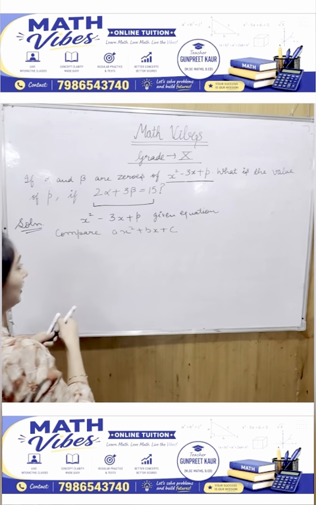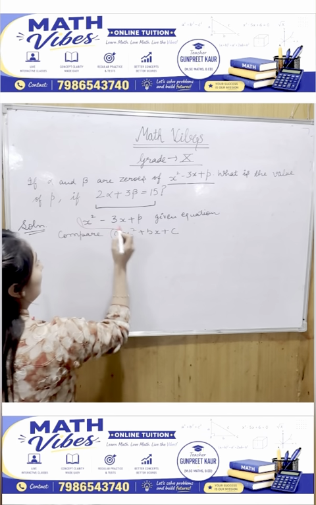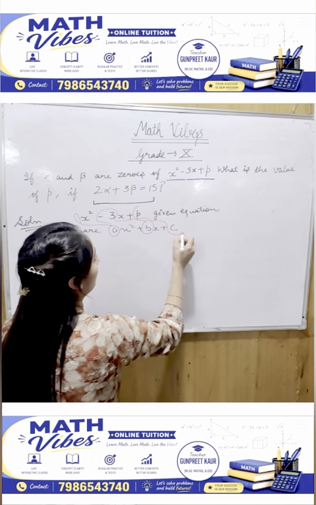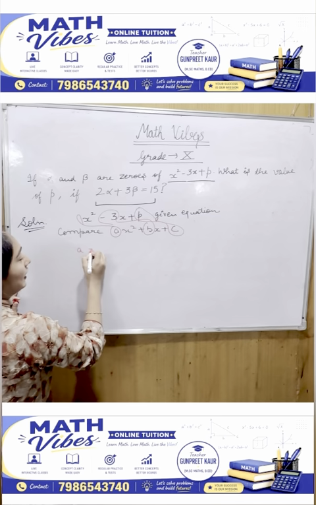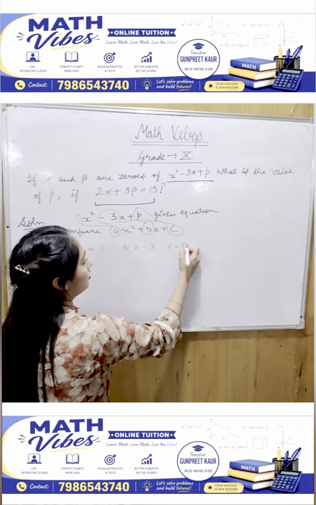So while comparing, you will see, compare the coefficients. A will be 1, B will be minus 3, and C will be P. I am writing A equals 1, B is equal to minus 3, and C is equal to P.